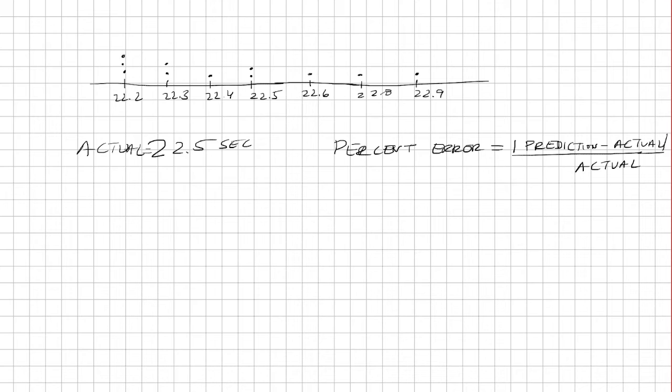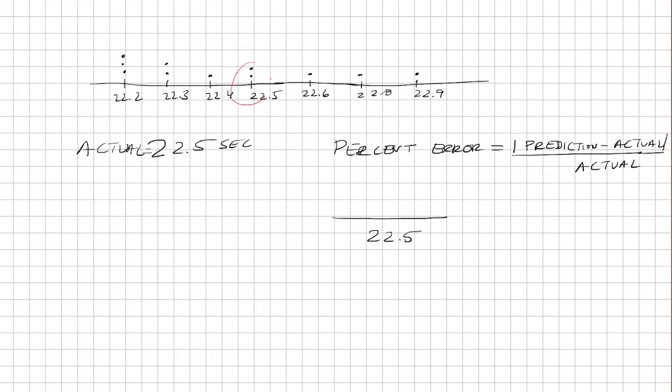So we want to see what is the greatest percent error. Well, for that you want to have the greatest numerator and the smallest denominator. Well, turns out the denominator is going to be 22.5 regardless, because that's the actual time. So that comes down to just finding the greatest numerator. So which one of these points is furthest away from 22.5?